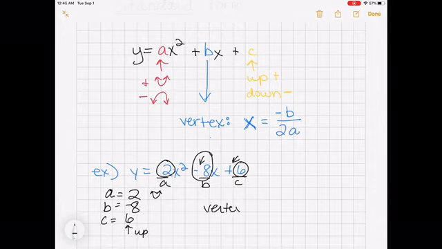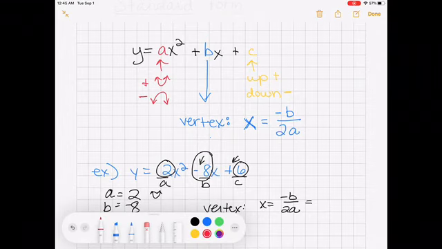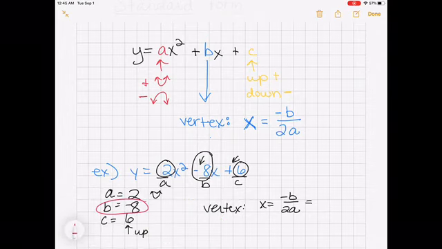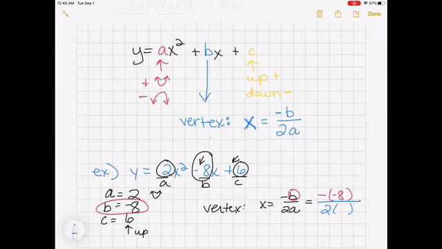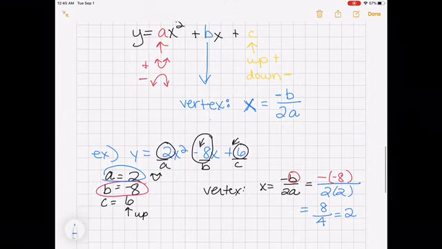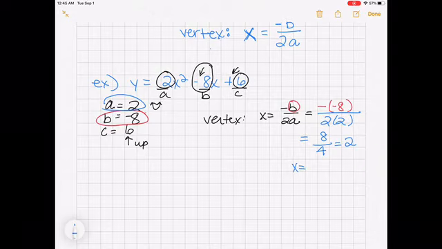And let's find the vertex directly. So remember, x equals negative b over 2a. If I plug those values in, I know b is negative 8, so a negative b would be a negative negative 8. Because my b value is negative 8, I'm just putting it inside those parentheses. And then we're going to put it over 2 times the a value, which is 2. And we know how to do that math. A negative times a negative is a positive. 2 times 2 is 4. If we simplify that, that's our 2. So we know that our vertex x equals 2.